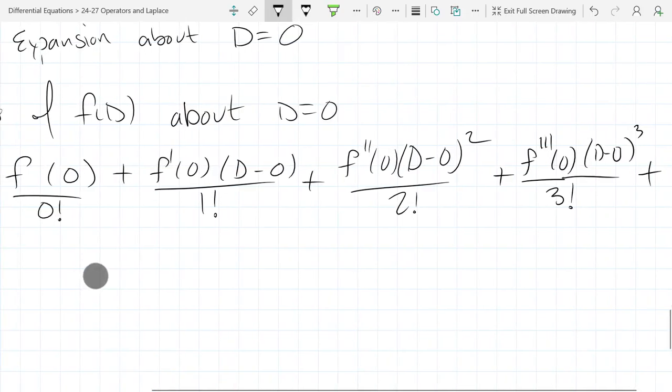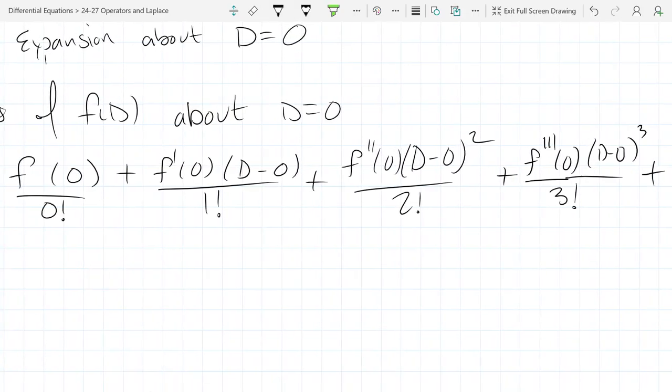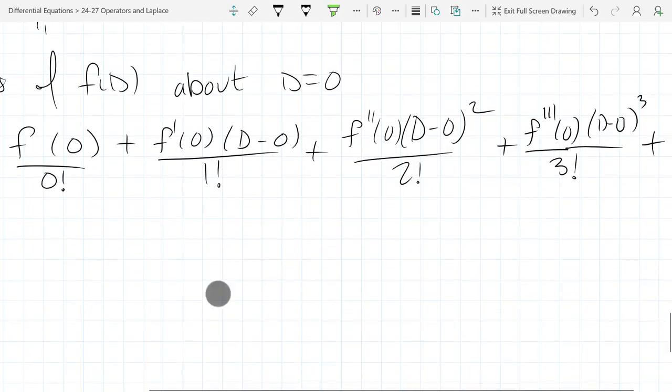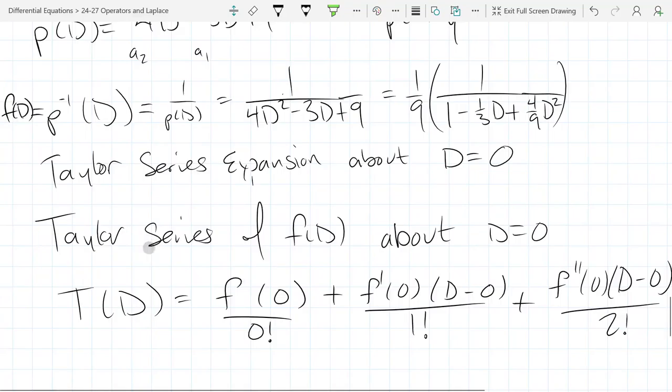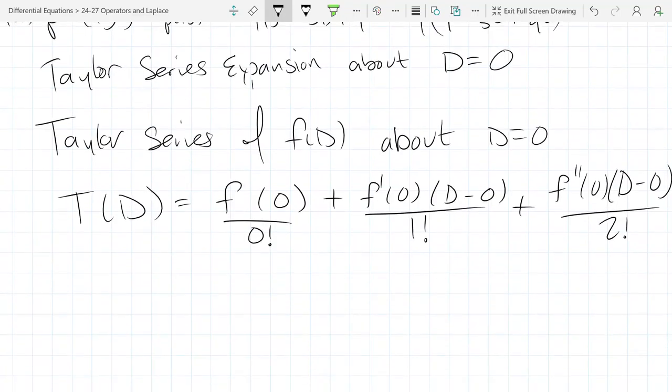Did I get that right? The only thing I'm questioning is the factorial. I think that's how the factorial works. It matches the derivative you're taking. So you got 0 factorial, 0 derivative, 1 factorial, 1 derivative. So I need to get the derivative, unfortunately, the derivative of f of d. So this is some horrible notation, but that's what it would look like. We're going to do a d derivative on our f of d.